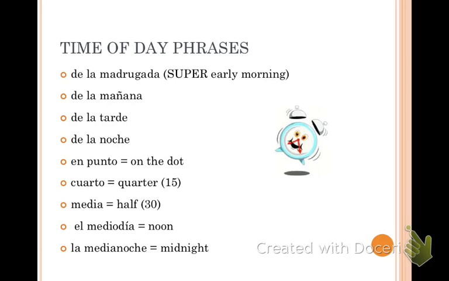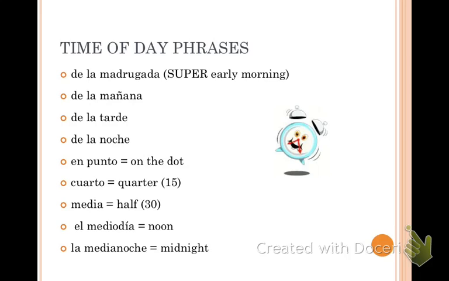De la mañana, de la tarde, de la noche. So you know what these mean. Noche is night. Tarde is afternoon. De la mañana, de la tarde, de la noche. Okay, so these three we've got, because we've said buenos días, hasta mañana, buenas tardes, buenas noches.